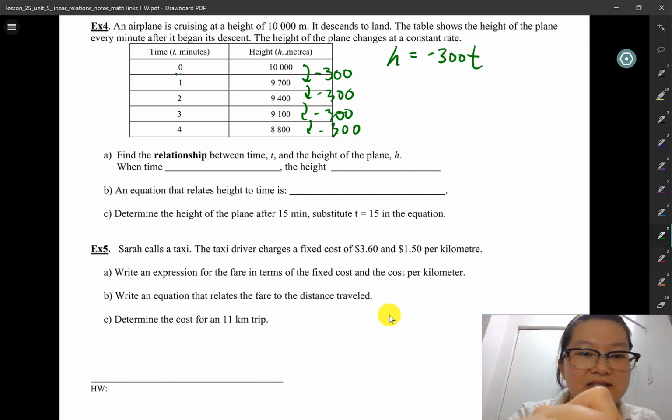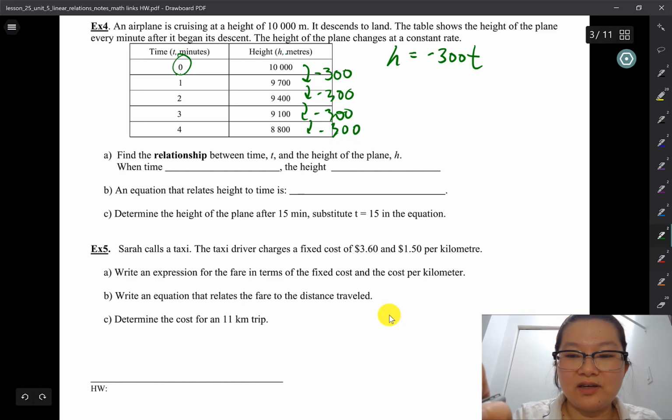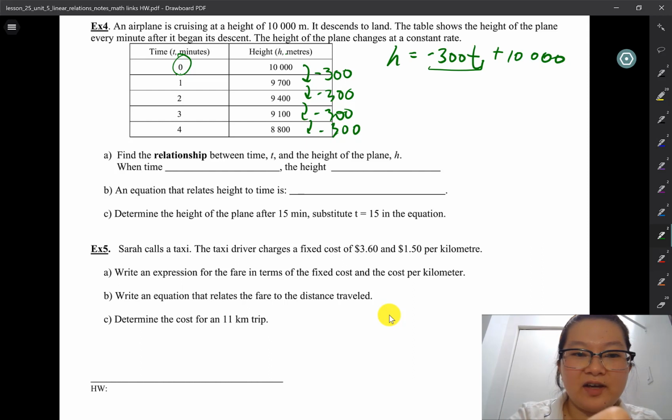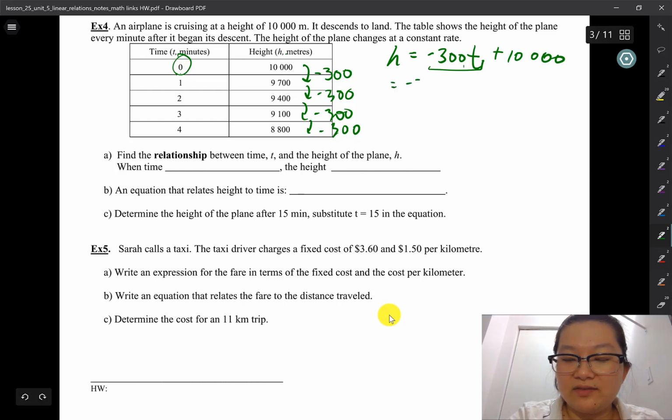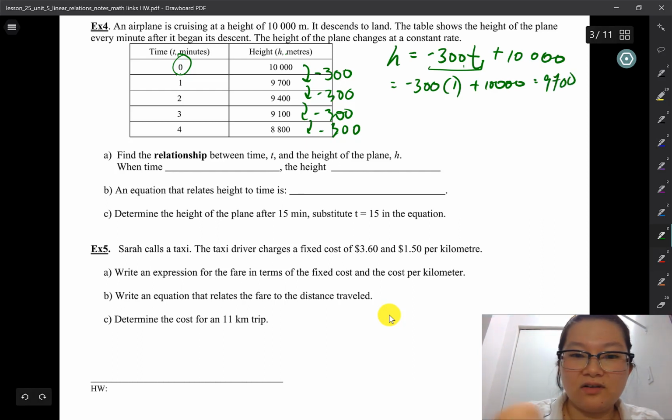H cannot be 0 at t is equal to 0. In fact, if I put 0 here, then this whole thing becomes 0. I need to add 10,000 here, because if I put in 0, that makes this 0. I'm left with 10,000. So let's try with t equals 1. Let's see if that works. So I have negative 300 times 1 plus 10,000, and that gives me 300. Did I say 3,000? Sorry. 10,000 minus 300 gives me 9,700. Hey, it's checking out. Let's try the next one.